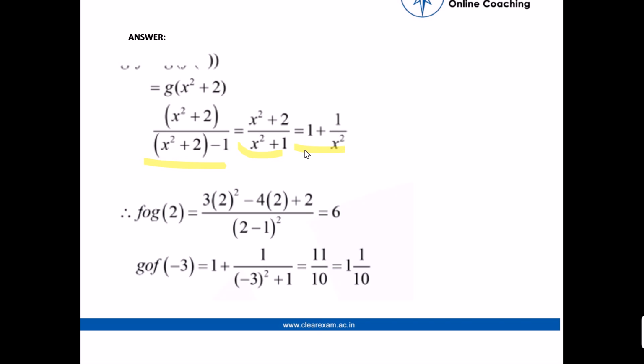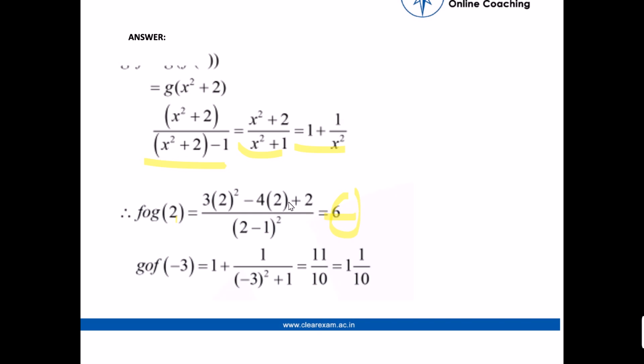So after putting the value of f of g at x equals 2, we get (3x² − 4x + 2)/(x − 1)², which is (3·4 − 8 + 2)/(2 − 1)², which is equal to 6.